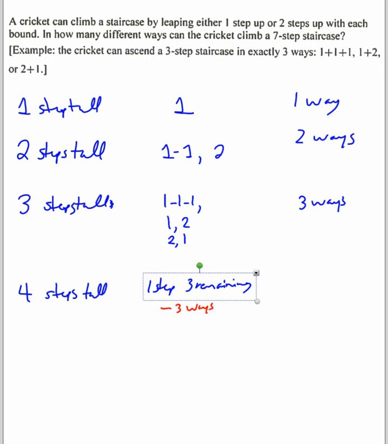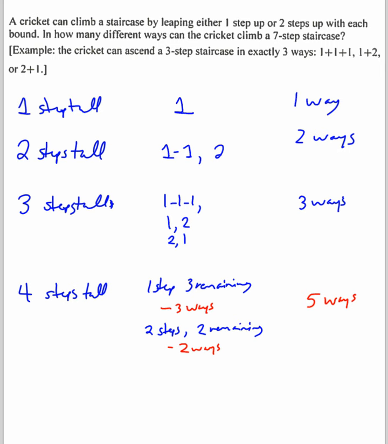But what's another way of doing 4 steps? Well, you could do 2 steps first, in which case you would have 2 remaining. But based on our work that we just did here, we know that there's 2 ways of doing 2 steps. And I may have lost you, I'm not sure, but you know there are 5 ways in total.